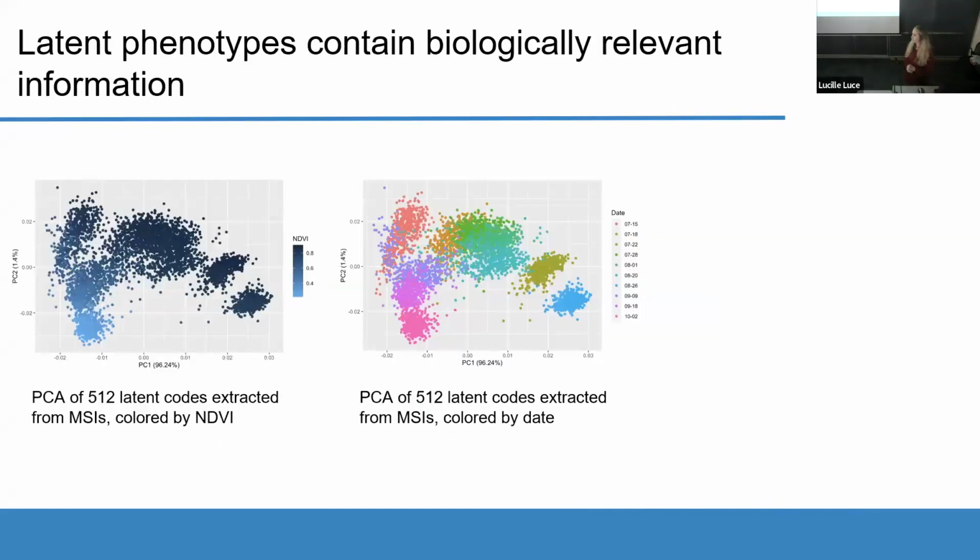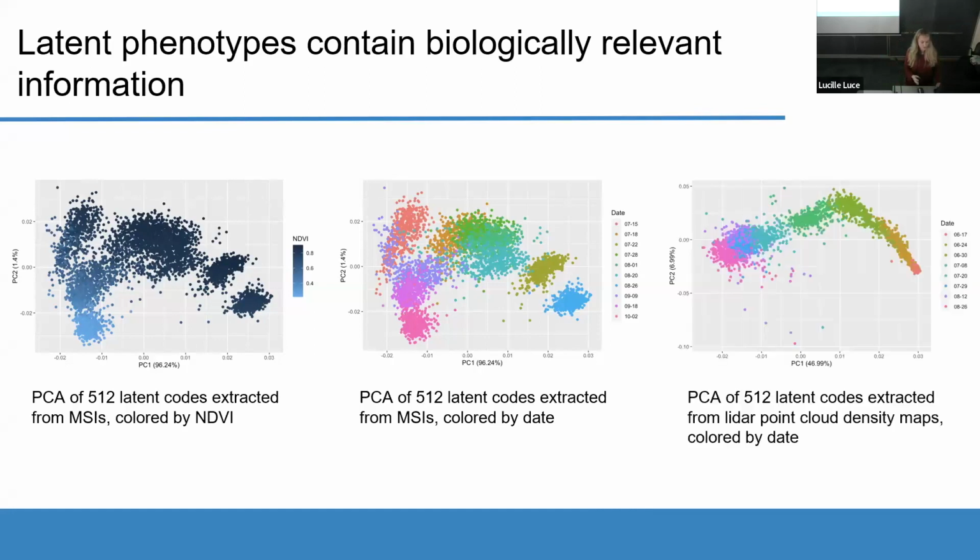So the next thing that we wanted to do was some preliminary investigations of what kind of information was contained within the latent space. So this is showing PCA plots of the 512 latent codes extracted from each of about 5,000 regions, colored first by NDVI and again by the date. So this is signaling that there is biologically relevant information contained within the latent space, and we similarly do the same thing for our point clouds. We see a similar kind of clustering pattern.